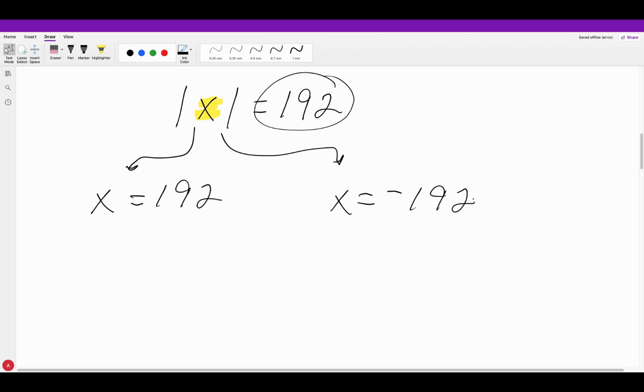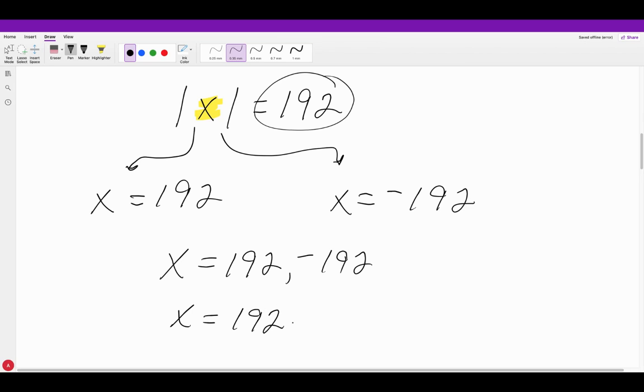There's nothing for me to do, so this is my final answer. It's already done for me, so x is equal to 192, comma, negative 192, or you can write them in increasing or decreasing order, it doesn't really matter. You'll oftentimes see that they will write negative 192 first, but it doesn't matter for me. Or you can write x is equal to 192 or negative 192.